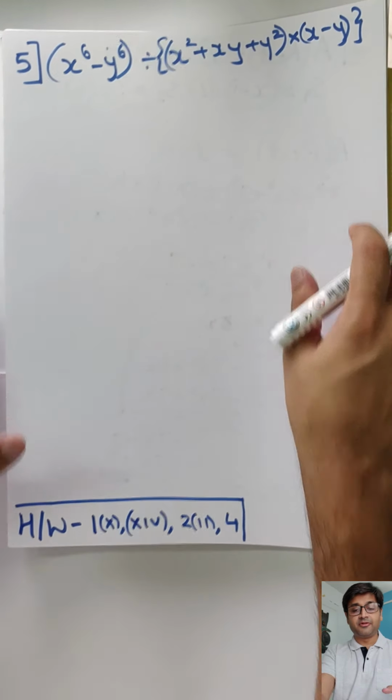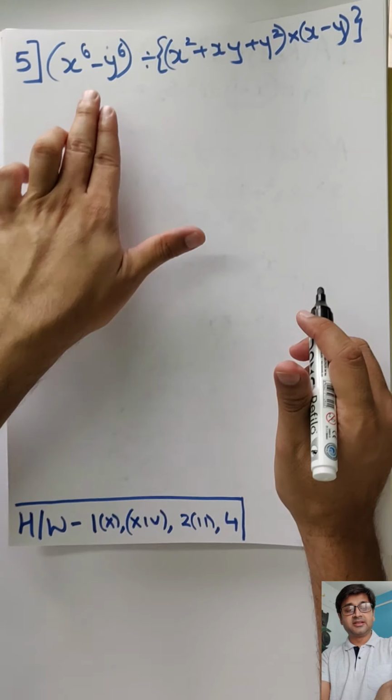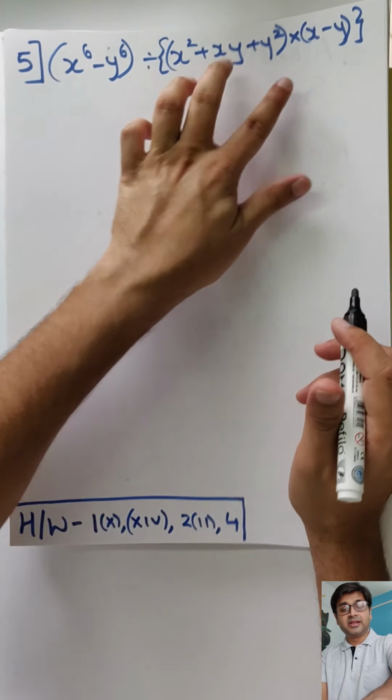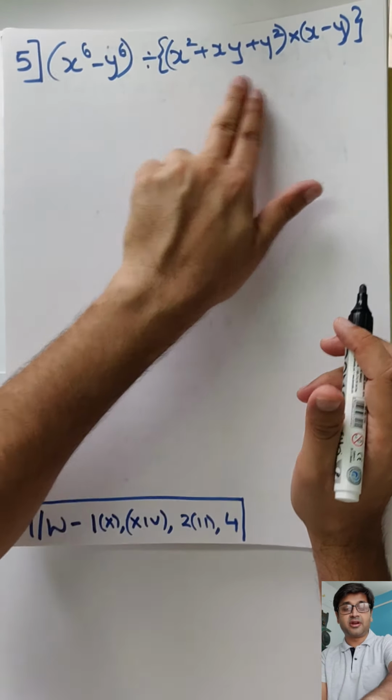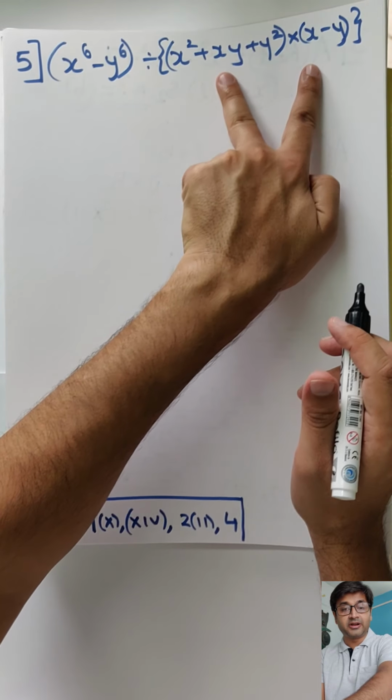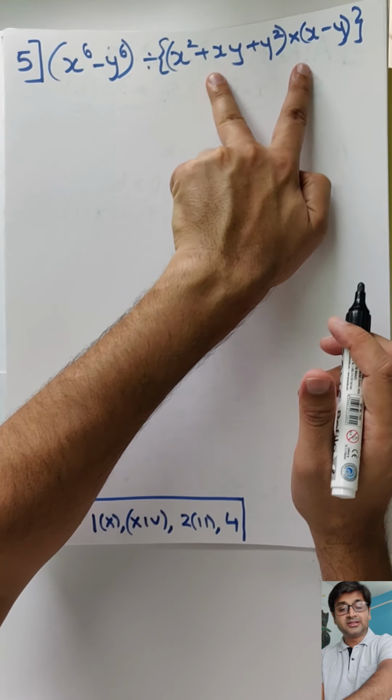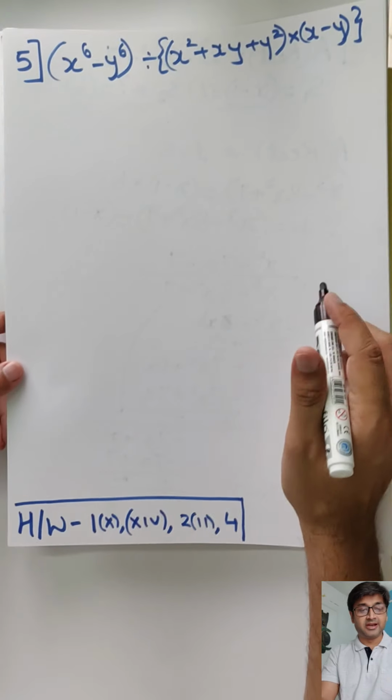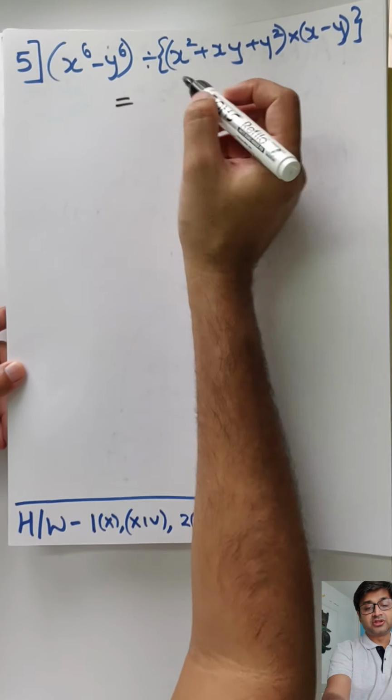Last question, sum number 5. Everyone should get this. They say divide this by the product of these two. That's why first the product. So you'll have to multiply these two first. Whatever answer you get, you divide that with this then. Okay. So let us multiply these two first.